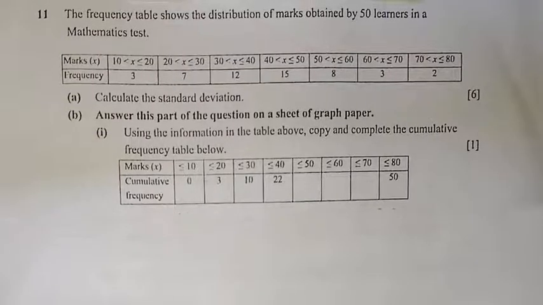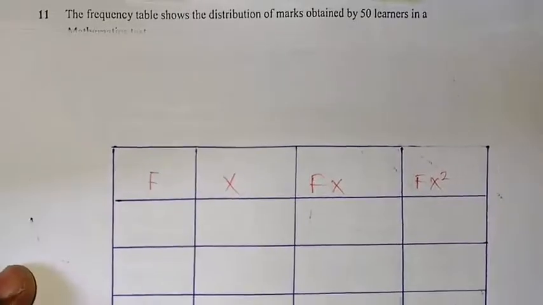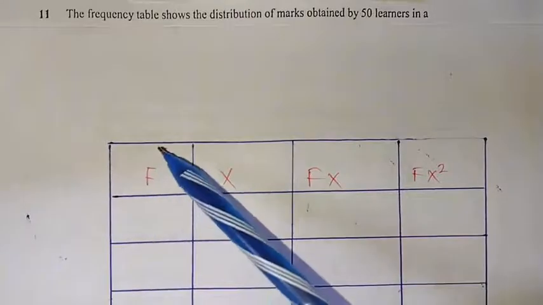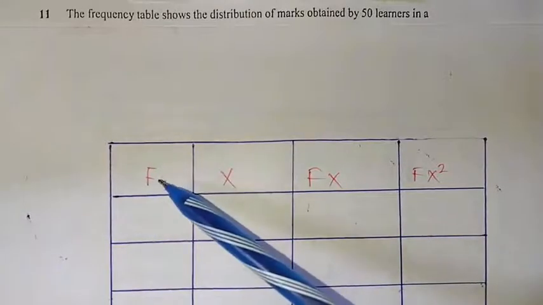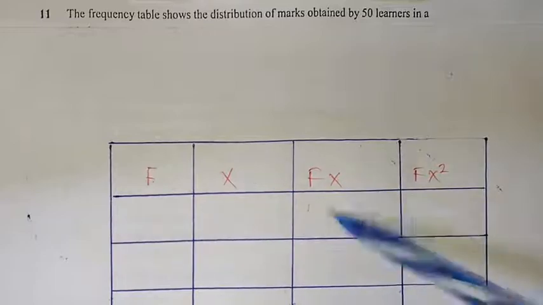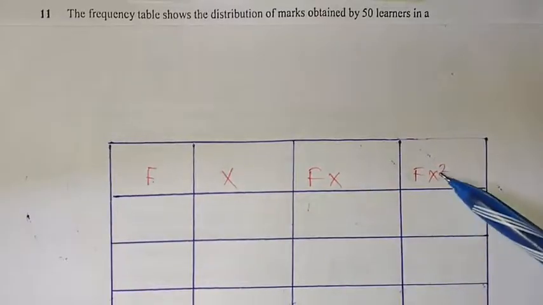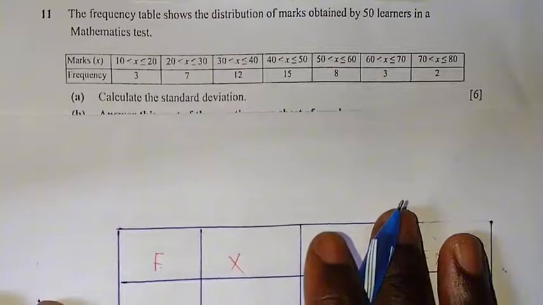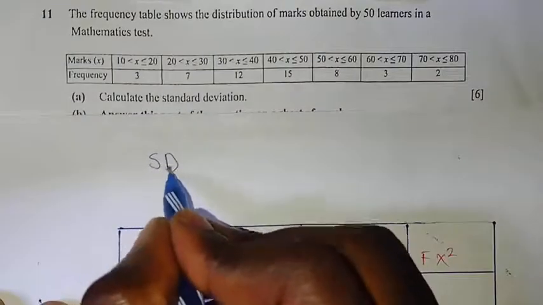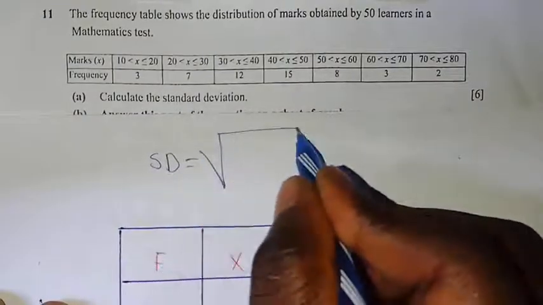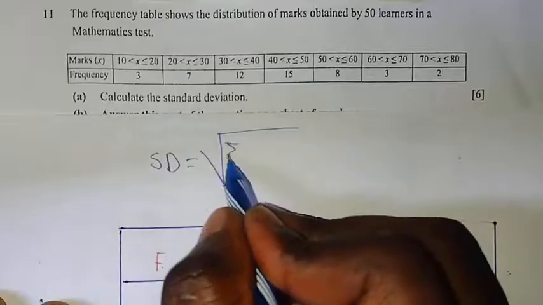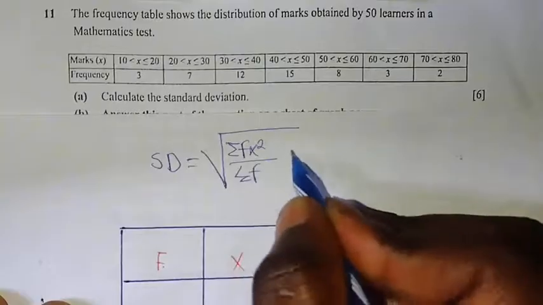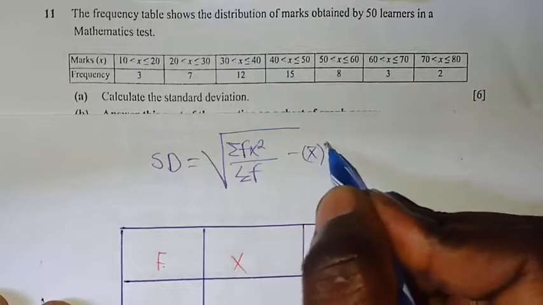Alright, if you are using the table method, you need to come up with a table which is going to have a column for f, a column for x, a column for fx, and a column for fx squared. The reason why I've come up with these columns is because we are calculating the standard deviation. The formula is the square root of the summation of fx squared divided by the summation of f, minus the mean squared.